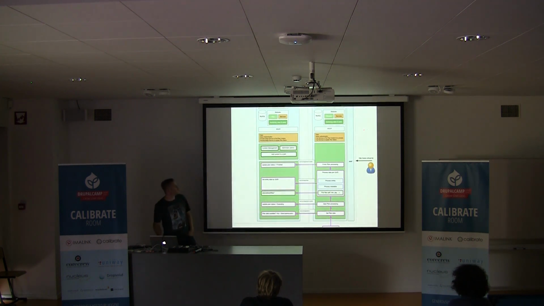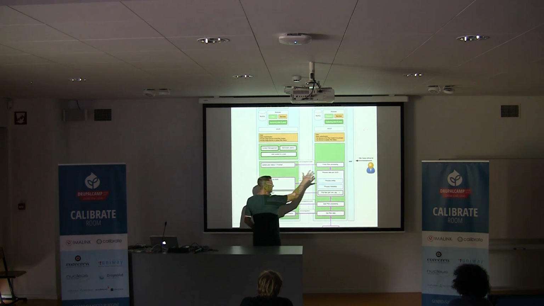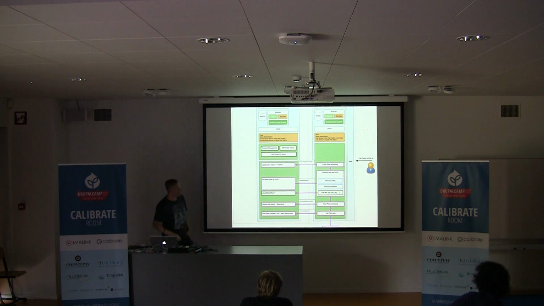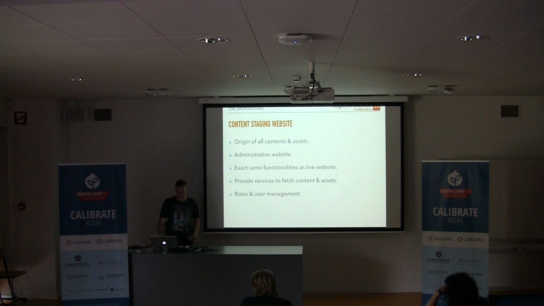Now, just to show you something of the architecture, this is very abstract for some people, but we have 2 environments here. It's a content staging, and we have a content live environment. Just to give you some sense of how this is positioned. Now, the content staging website is eventually the origin of all the content and the assets. By assets, I mean files, images, PDFs, whatever. And by content, it can be a campaign, a banner, whatever.